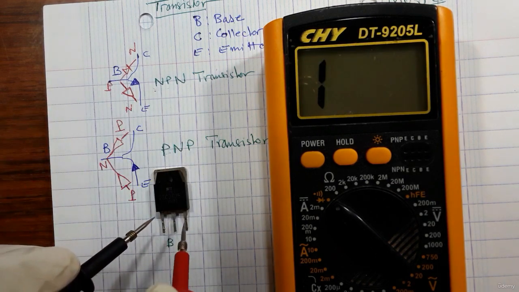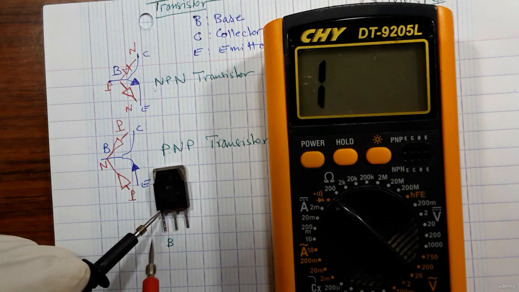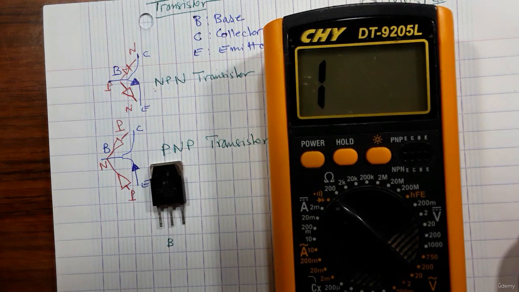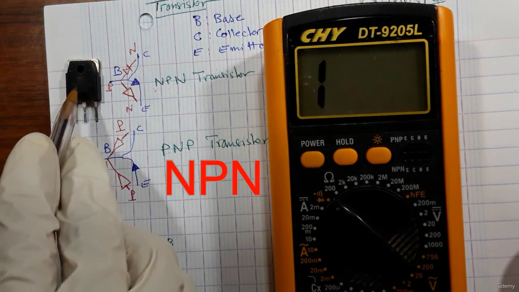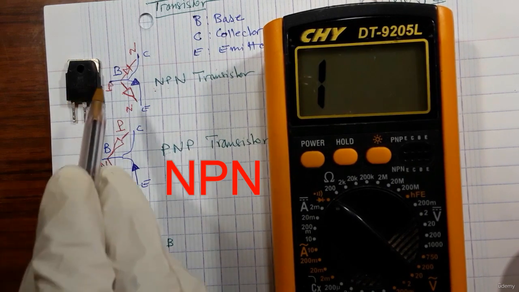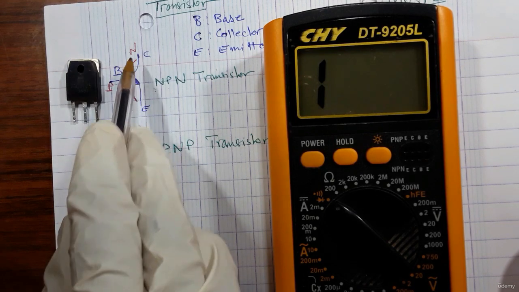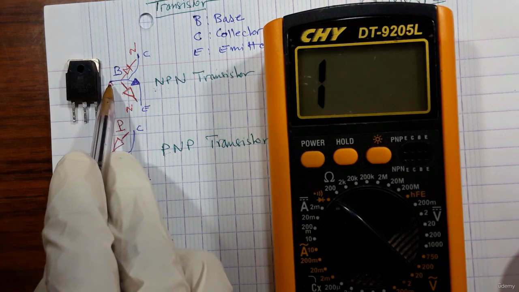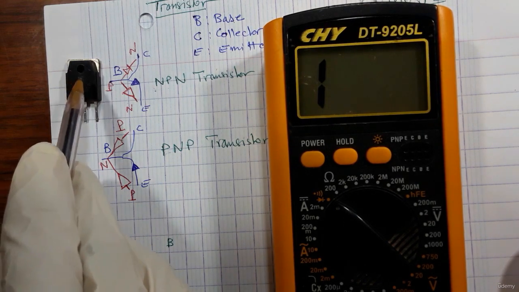Okay, if I change the probes, if I put the red or the black probe here, we should not get any reading. So let's check. No reading, no reading. Okay, good. So this is a PNP transistor, because when we put the red probe here and the black probe here, we got the reading also here. But when we change the probes, so we put the black here and the red here, we didn't get any reading. So this is NPN transistor.